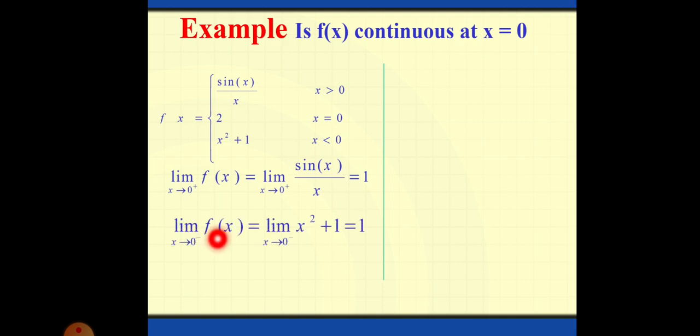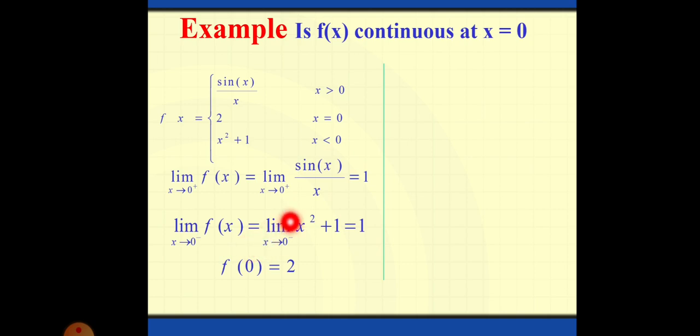Condition number 2: the limit of f of x when x approaches 0 from the negative side. From the negative side, we have to use this rule, x squared plus 1, because f of x equals x squared plus 1 when x is smaller than 0. So the limit of f of x when x approaches 0 minus equals the limit of x squared plus 1, and by using direct substitution, the final answer is 1. So the right limit and left limit are equal.